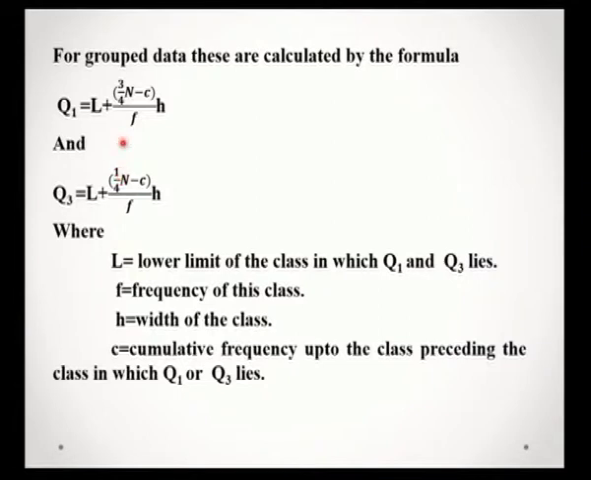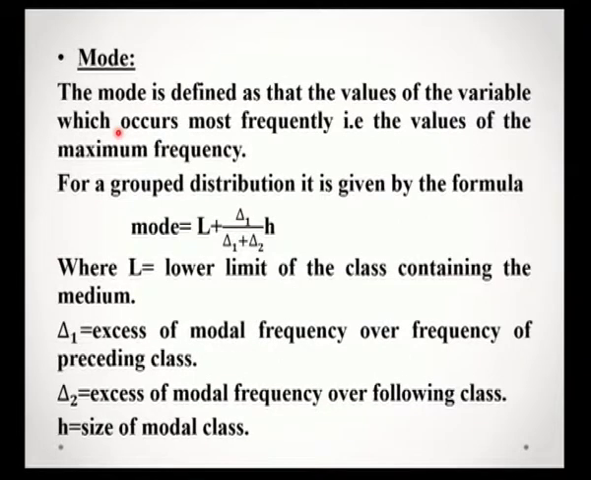In this case also, L is the lower limit of the class in which Q1 and Q3 lie. Then f is the frequency of this class and h is the width of the class. Class in the sense of a group of frequency. Then c is the cumulative frequency up to the class preceding the class in which Q1 or Q3 lies. This is how the lower quartile and upper quartile for grouped data can be calculated.